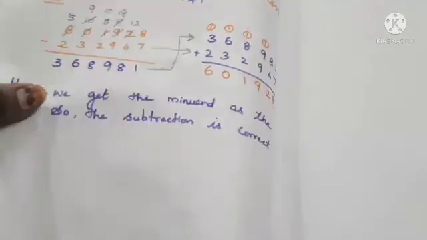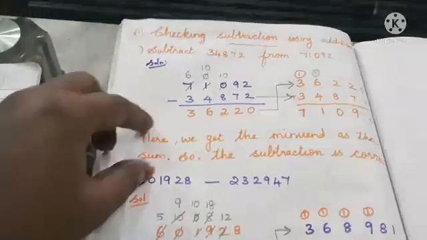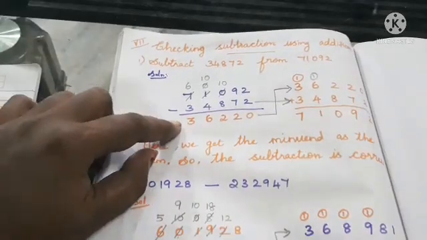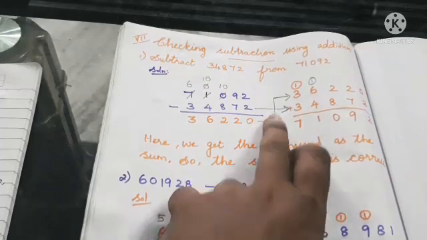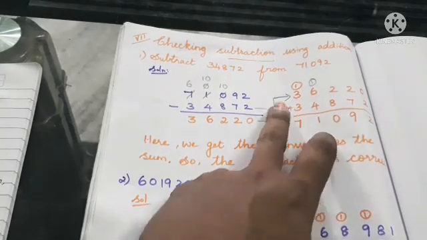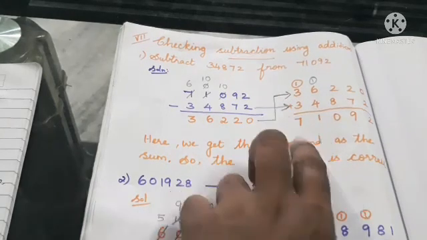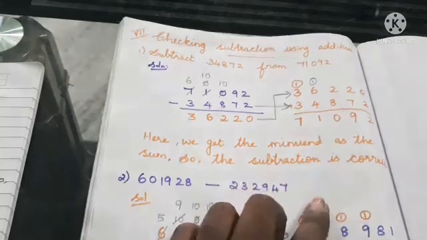Next, we have discussed checking subtraction using addition. First we have to subtract the 2 values. Next we take the difference and the subtrahend and add the 2 values. You will get the minuend. If you get the minuend as a sum, the subtraction is correct.